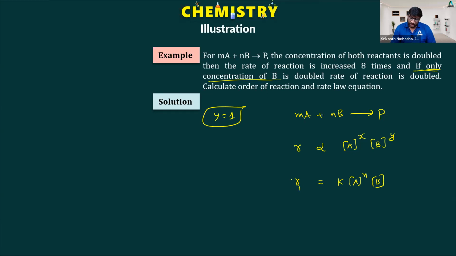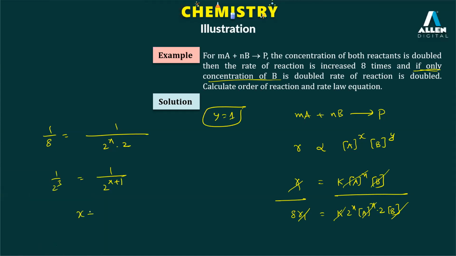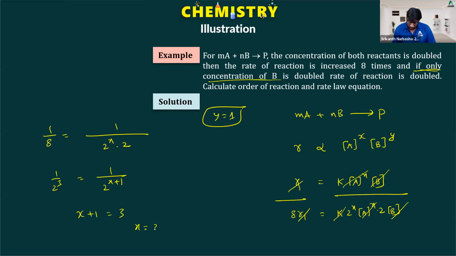And this is R1. R2 is how much? The rate of reaction increased to 8 times. So 8 R1 is equal to K into 2 power x into concentration of A power x into 2 into concentration of B. So K, concentration of A power x, concentration of B, everything gets cancelled. So 1 by 8 is equal to 1 by 2 power x into 2. So 1 by 8 is equal to 1 by 2 power x plus 1. I can write 1 by 8 as 1 by 2 power 3, right? Yes, sir. So x plus 1 is equal to 3, or x is equal to 2.